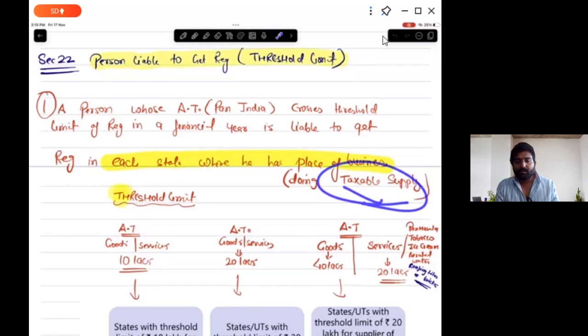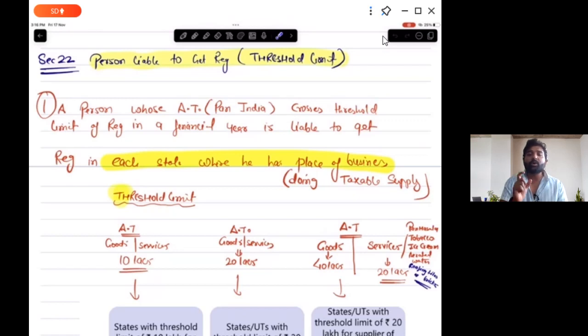So for example, if I have 4 branches, whether I should be liable to get registered for all 4 branches, whether I am doing taxable business in all of them or one of the branches is only doing exempt business. If my Gujarat branch is doing completely exempt business, I don't need to get registered for it. But for all the other 3 branches, I need to get registered because my total turnover in India is crossing the limit. Now, sir, tell me what exactly is the limit.